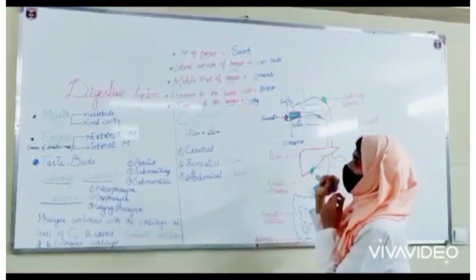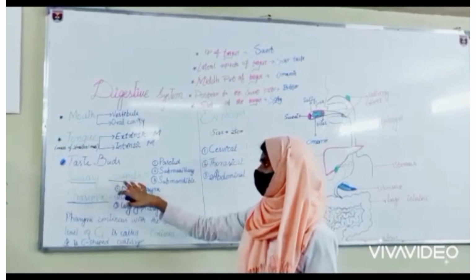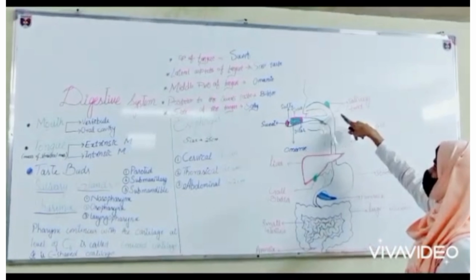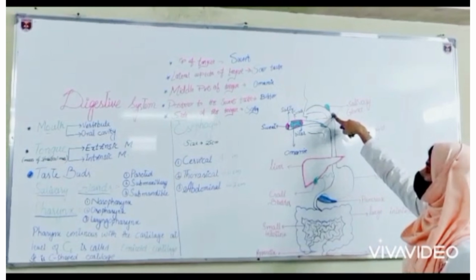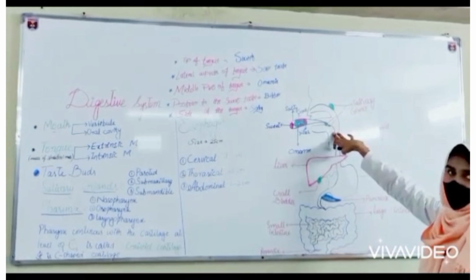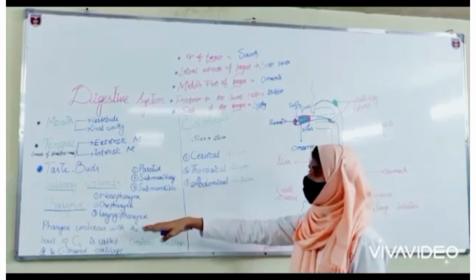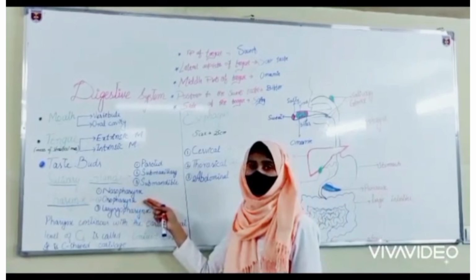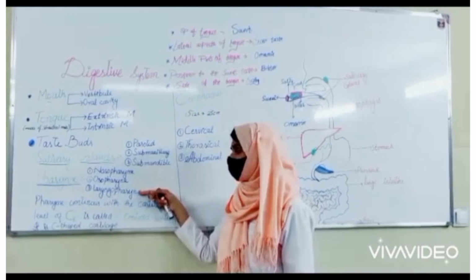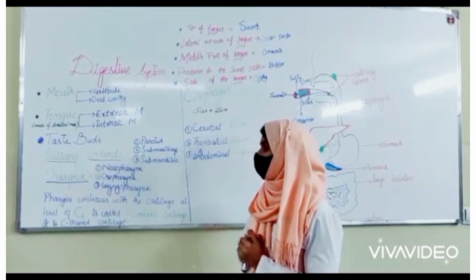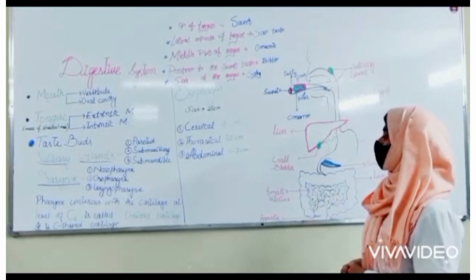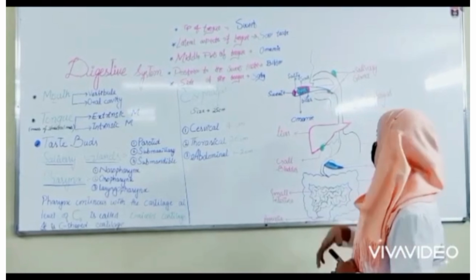Then we have salivary glands. There are 3 salivary glands. In the diagram we see the salivary glands. First, parotid, submaxillary and sublingual. And then we have the pharynx. The pharynx consists of 3 parts: nasopharynx, oropharynx, laryngopharynx. Then the pharynx continues with the cartilage at the level of C6, called cricoid cartilage. It is C-shaped.